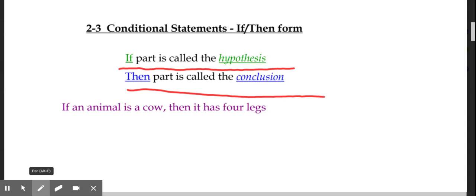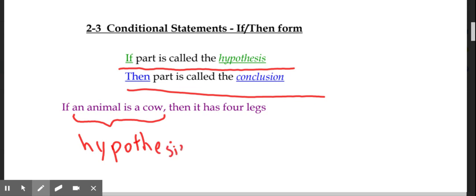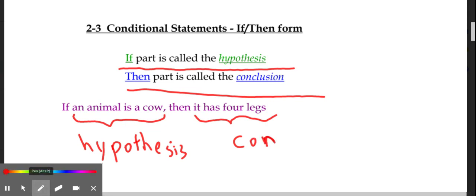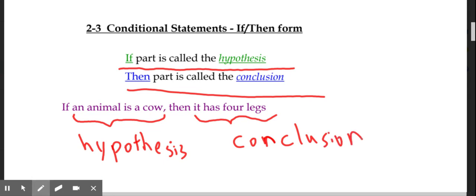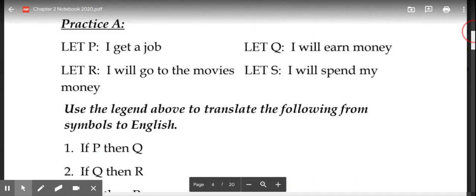Okay, so in this case, if an animal is a cow, then it has 4 legs. So the hypothesis will be the first part, that will be your hypothesis. And your conclusion will be it has 4 legs. So the if part is your hypothesis, and then the then part, that is your conclusion. Okay?